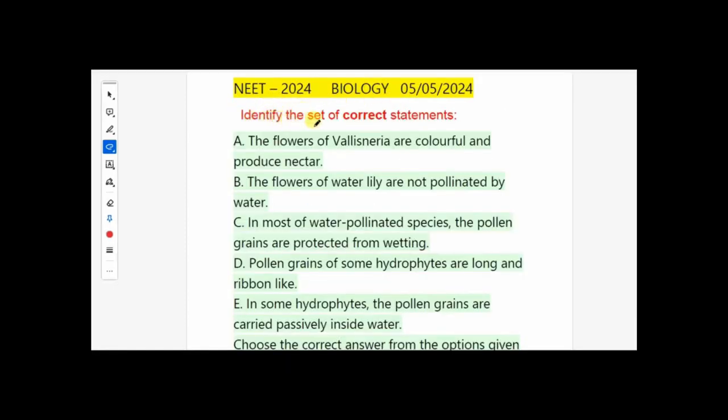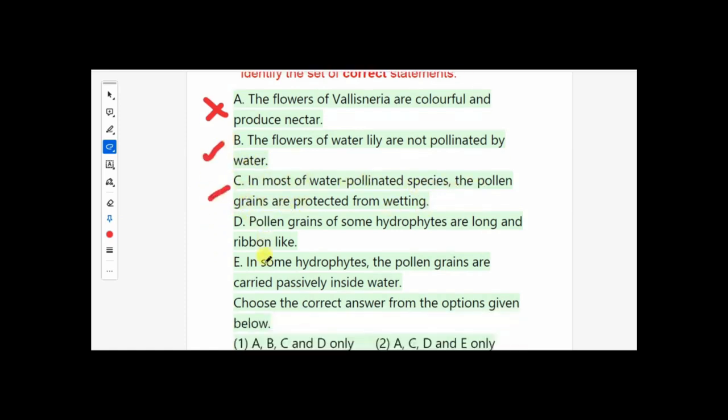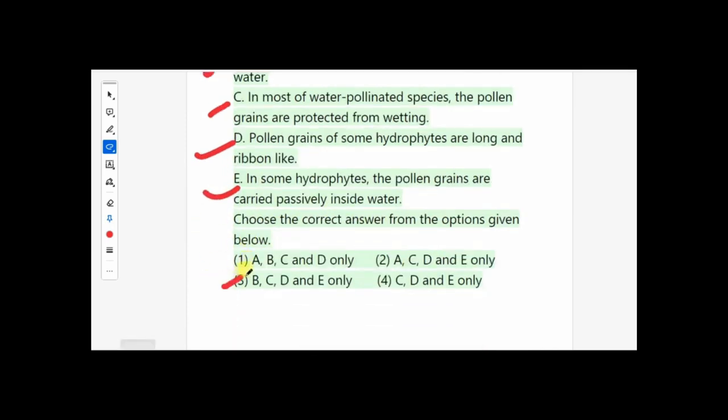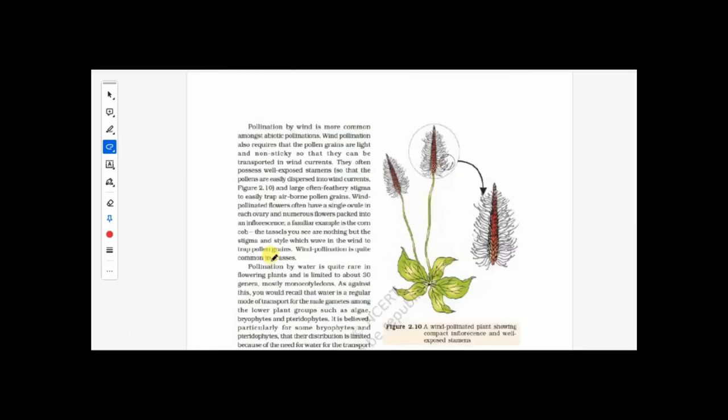Biology NEET 2024. Identify the set of correct statements. The flowers of Vallisneria are colorful and produce nectar. It's wrong. The flowers of water lily are not pollinated by water, and it's correct. In most of the water pollinated species, the pollen grains are protected from wetting. It's correct. Pollen grains of some hydrophytes are long and ribbon like. It's correct. In some hydrophytes, the pollen grains are carried passively inside the water, and it's right. Except A, B, C, D is correct. So option C.